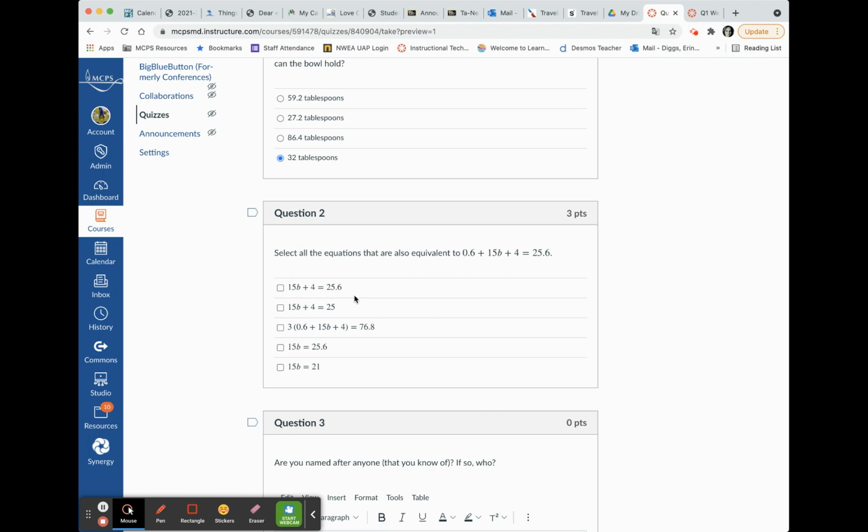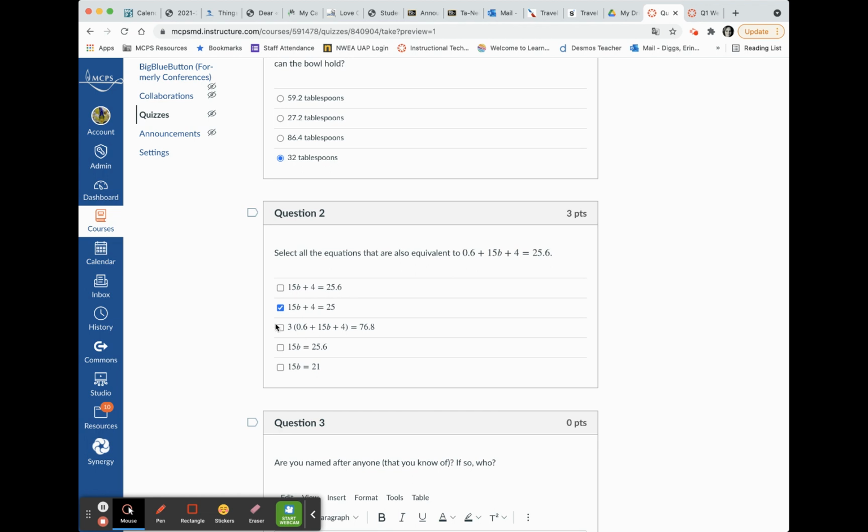But for the second one, again, it looks like the 0.6 has been subtracted out from the left side, leaving me with 15b plus 4. And on the right side, if I subtract 0.6, I would get just 25. So that one is an equivalent equation because 0.6 was subtracted from both sides of the equation.